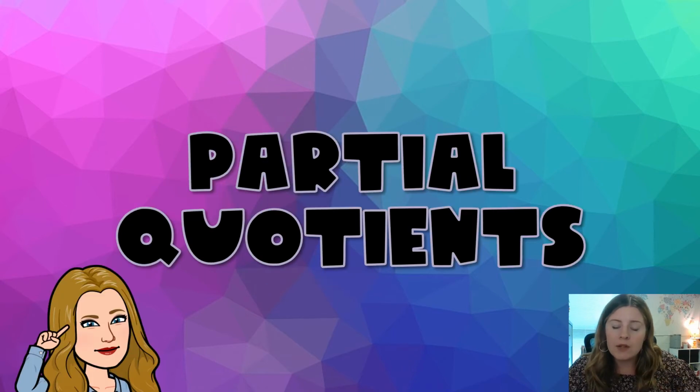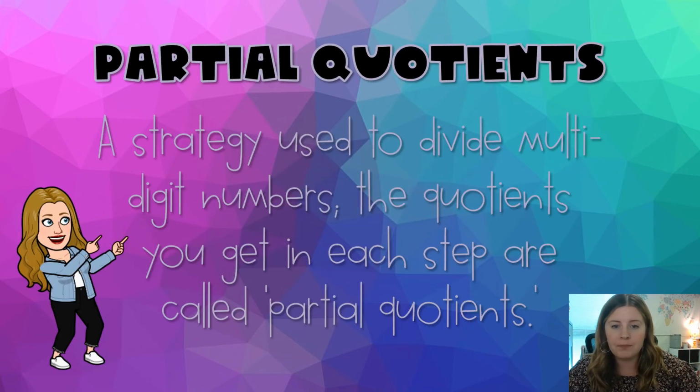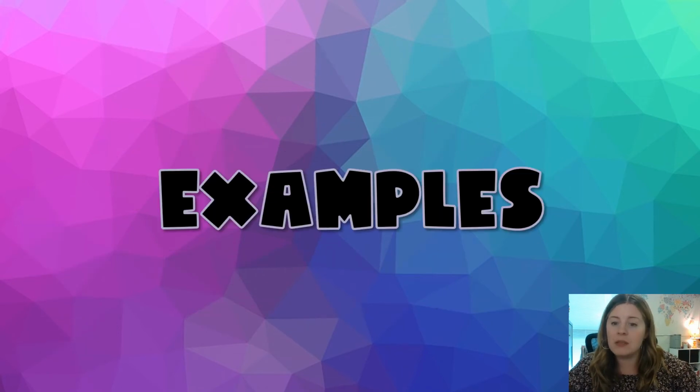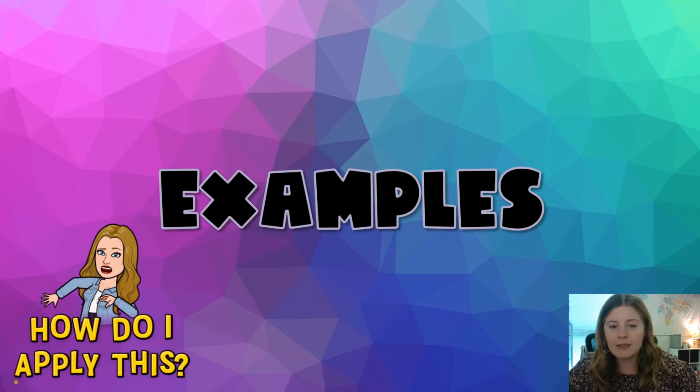So now that we understand the parts of a division problem, we're going to talk about partial quotients. Last week we talked about partial products, which means the partial answers to a multiplication problem. So now we're going to talk about the partial answers to a division problem. So it's a strategy used to divide multi-digit, which means more than 1 digit numbers. The quotients you get in each step are called the partial quotients. So some examples. How are we going to apply this?